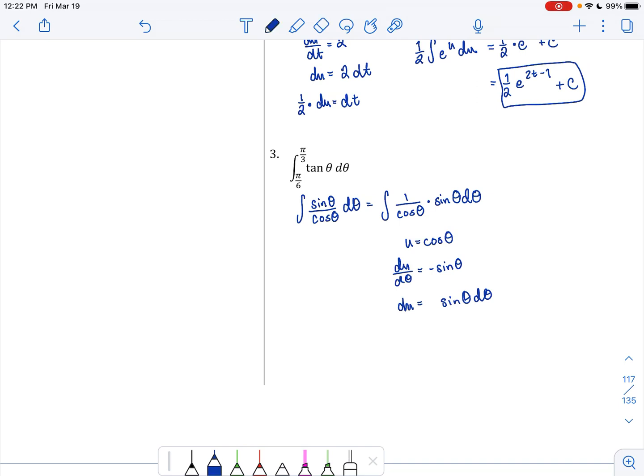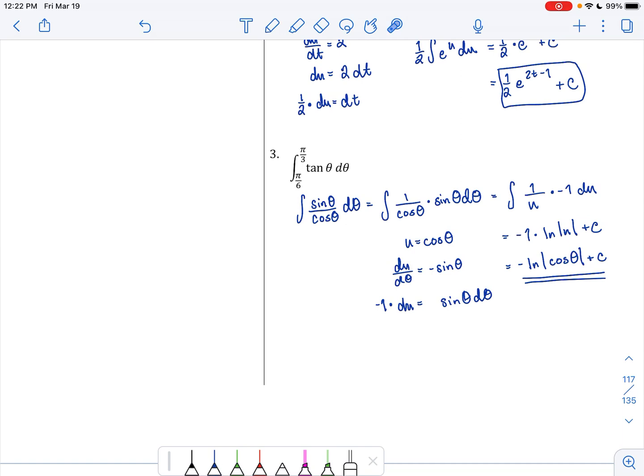divide away the negative, and we end up with a lovely coefficient when we substitute in, and that gives us the integral of 1 over u times negative 1 du, which is negative 1 times ln of u plus c. So the integral of tangent is negative ln of the absolute value of u, which is cosine, plus c. So this is just a very helpful integral to know.